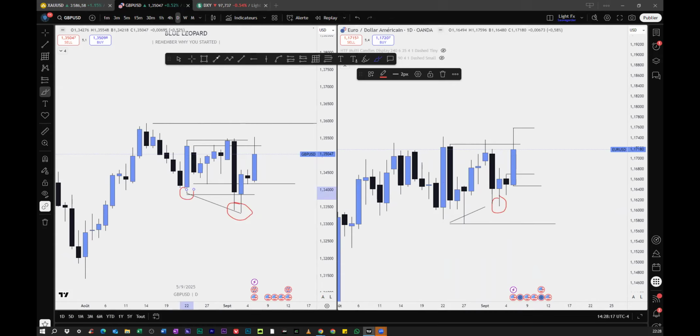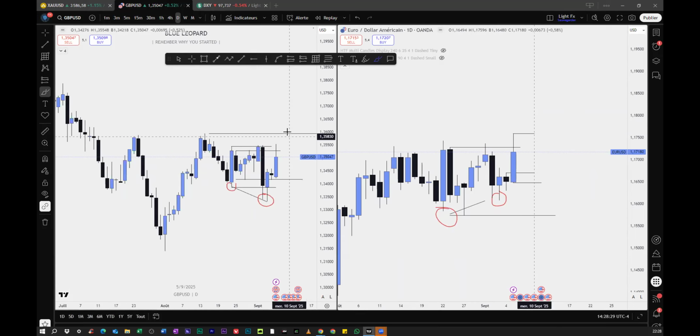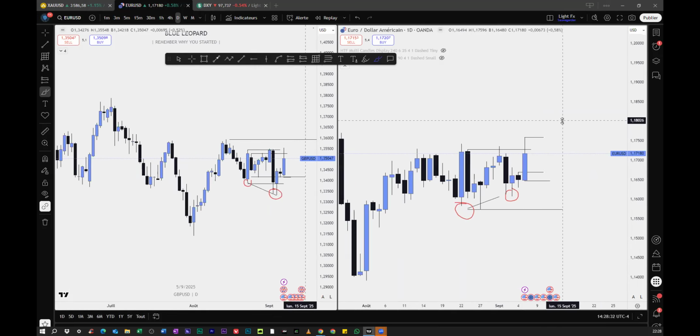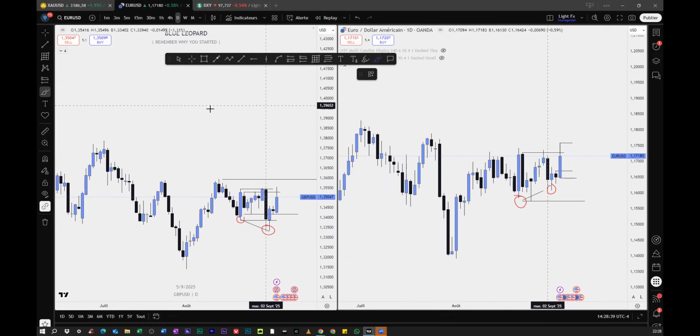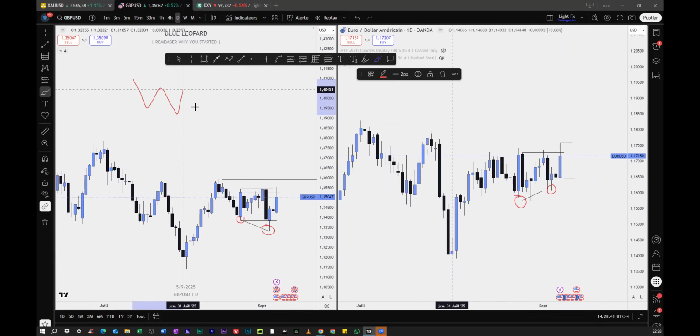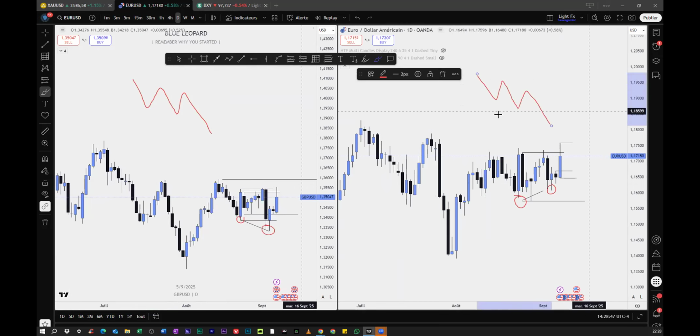Okay, I'm seeing your questions, Jales and Drea. So here, to respond to your question, correlated pairs means a correlated pair is a pair that is moving in the same rhythm as the other pair. What do I mean by that? I mean, if on GBP we have a lower low, on Euro USD we also have a lower low, okay? It means they are moving the same way. They are correlated, they are related, okay?